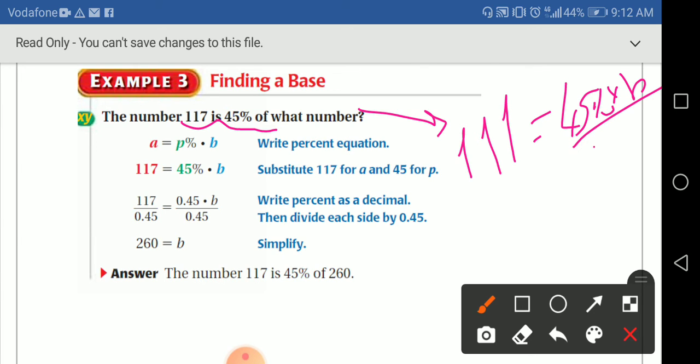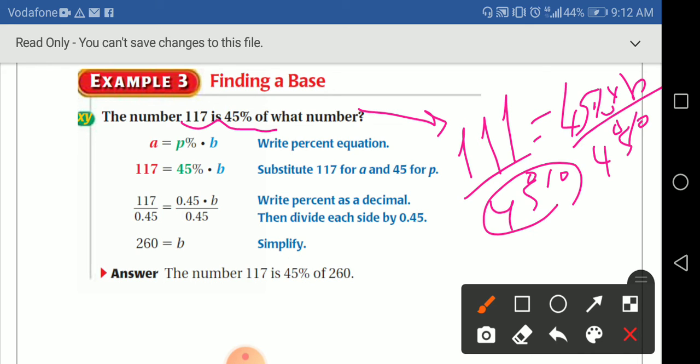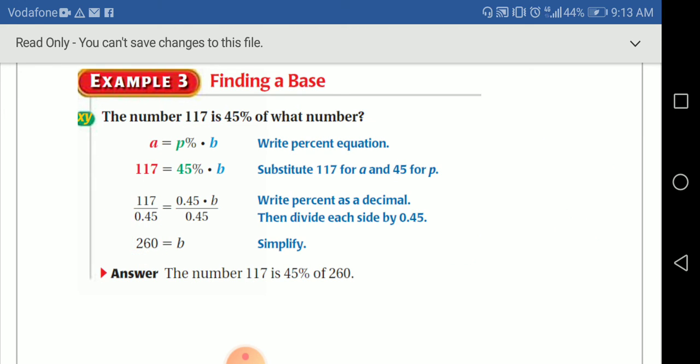So I need the base, so I will here divide both sides by 45, the coefficient. Okay guys, 45 what percent? Remember, this is very important. 45% means what? Means 0.45. So I here converted the percentage into decimal to make it 117 divided by 0.45 will give you 260. By long division will give you 260. So B will be 260.